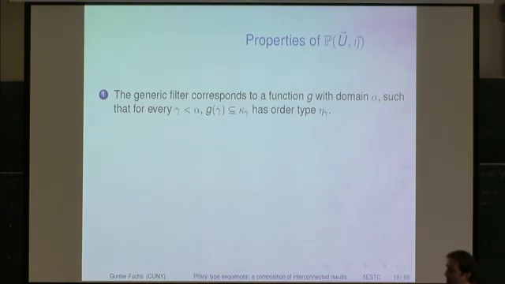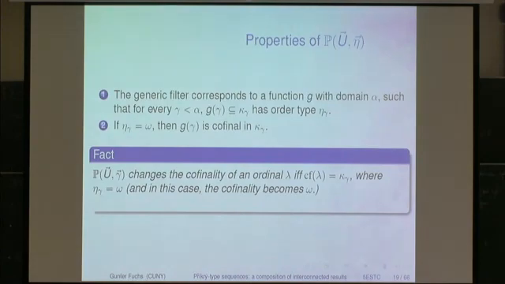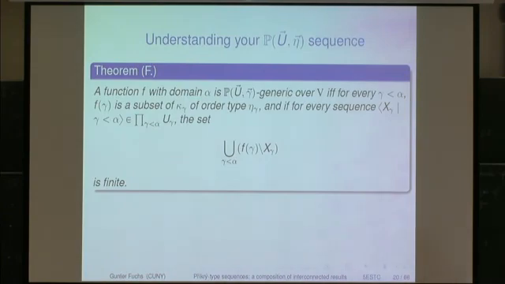Okay, and in this situation, the generic filter corresponds to, again, a function with domain alpha, and for every gamma less than alpha, G of gamma is a subset of kappa gamma of order type eta gamma. Okay, and if eta gamma is omega, then G of gamma is going to be cofinal in kappa gamma. So those guys will be collapsed to omega, and so you can show that this forcing changes the cofinality of an ordinal lambda if that cofinality is equal to kappa gamma for some gamma where eta gamma is omega. Otherwise, it doesn't change the cofinality. Okay. And it preserves all cardinals.